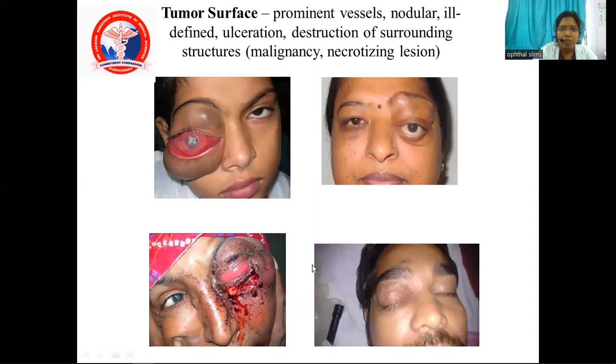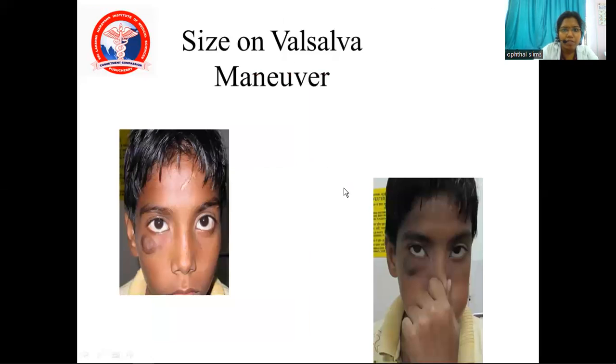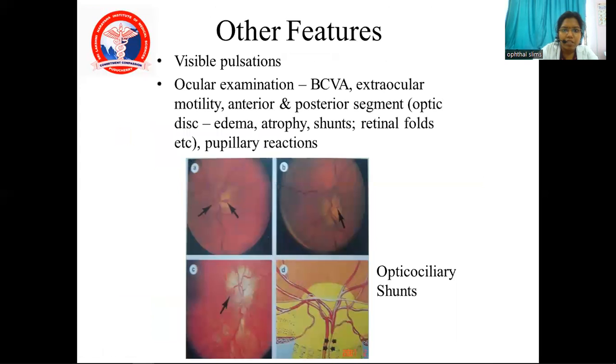Then we look at the tumor surface. Tumor surface: we look for prominent vessels, any nodularity, ill-defined ulceration, destruction of surrounding structures, etc. Then conjunctival or fornical examination. We look for any vessels in the fornices in case of any veno-lymphatic malformations and congestion. Then we look for change in size with Valsalva maneuver. Veno-lymphatic malformations tend to increase in size with Valsalva maneuver. The other feature we have to look for is visible pulsations.